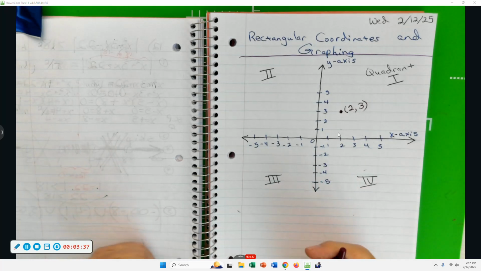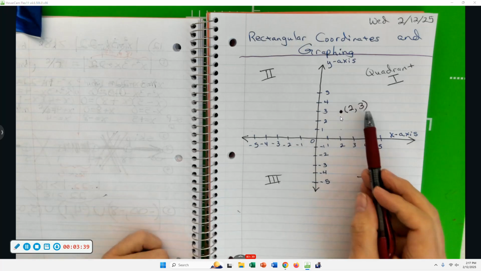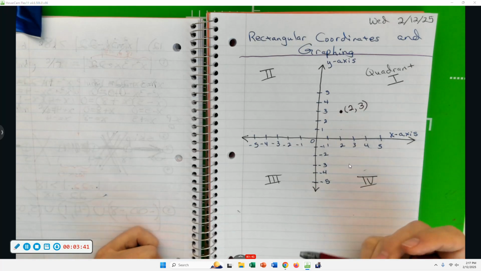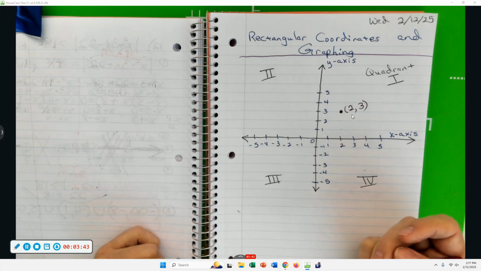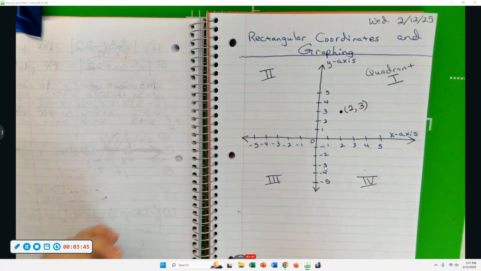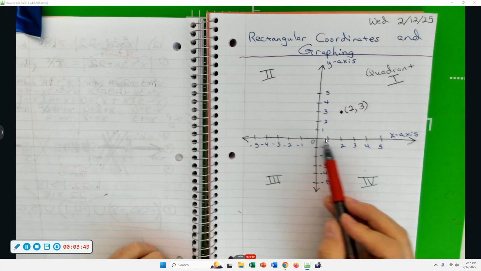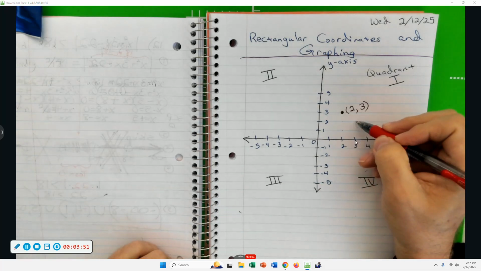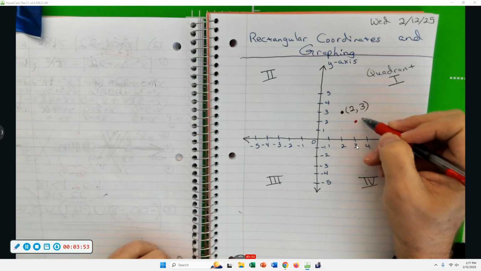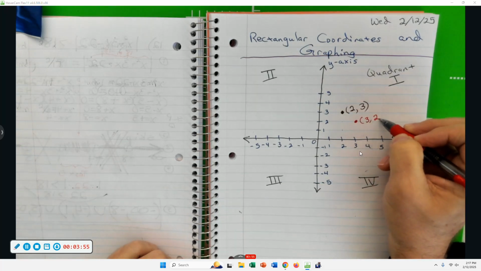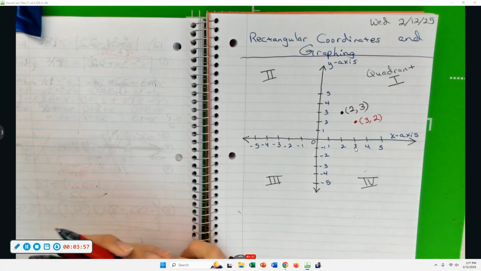It's called an ordered pair because the order in which the numbers are written is important. (2, 3) is not the same thing as (3, 2). Now point (3, 2), you'd have to go 3 units to the right and then 2 units up to get to that desired point.